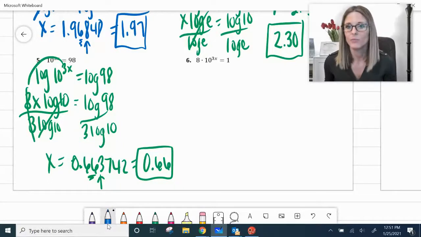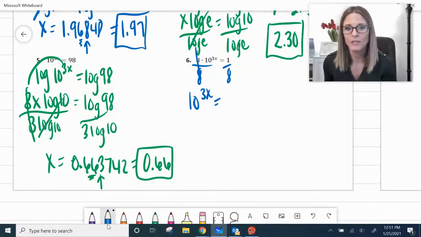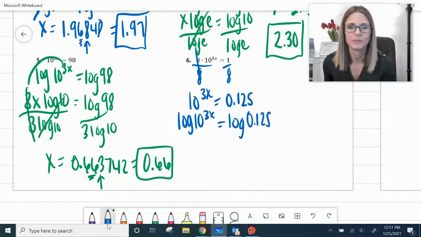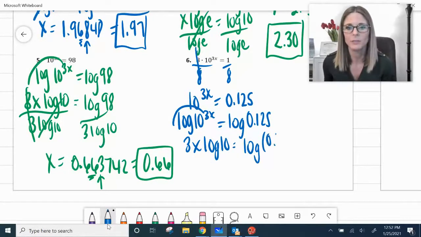Number 6 looks very similar actually to the last one. So I'm going to divide away this 8, which I know is not very exciting because it gives me 1 over 8, which if you want to write 1 over 8, you can, or that's 0.125. Whichever you prefer. So now I'm going to use logarithm of both sides to get my exponent free. So that the exponent can come in front. 3x of log 10 is equal to log of 0.125.